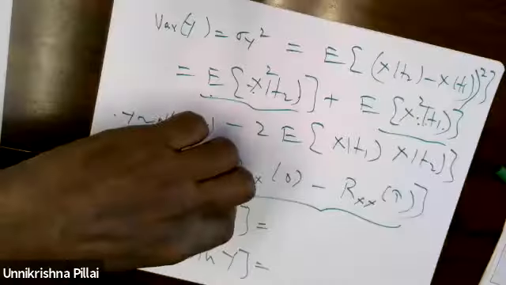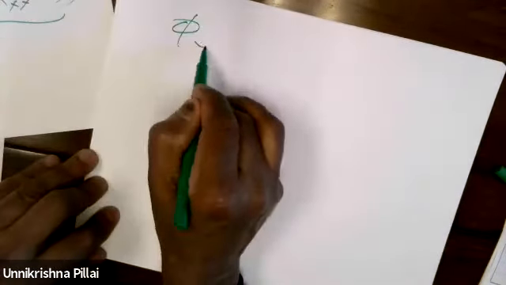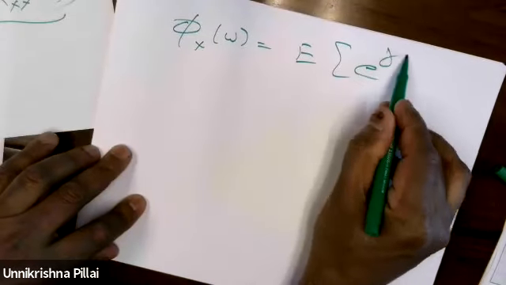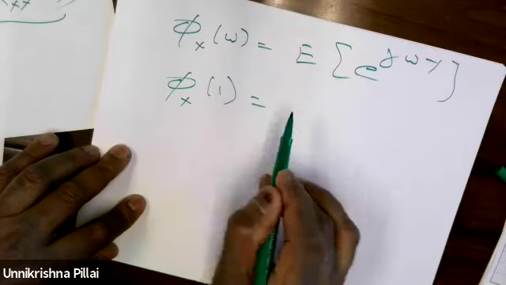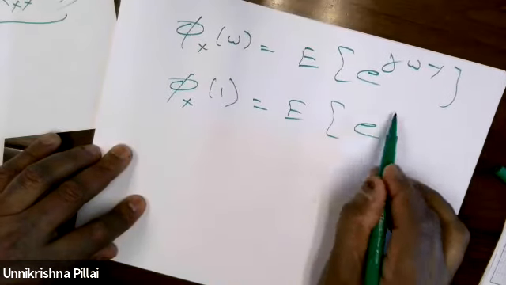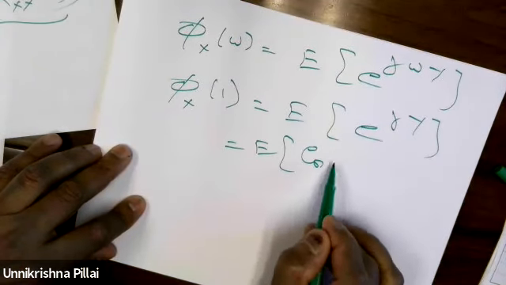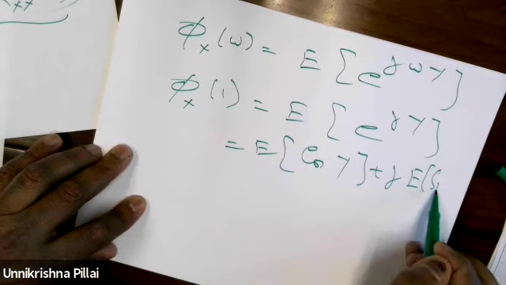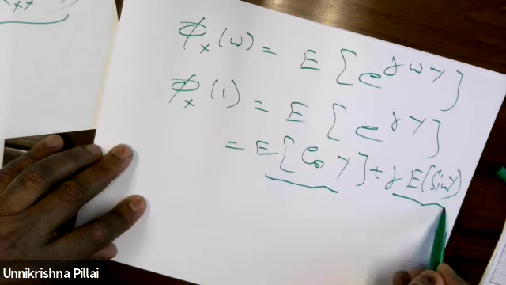So this is the real part, and this is the imaginary part. This is where the characteristic function helps you. The characteristic function is e raised to j omega y. So the characteristic function evaluated at 1 is e raised to j y. But e raised to j y is cos y plus j sine y. So you can find out each one of these.